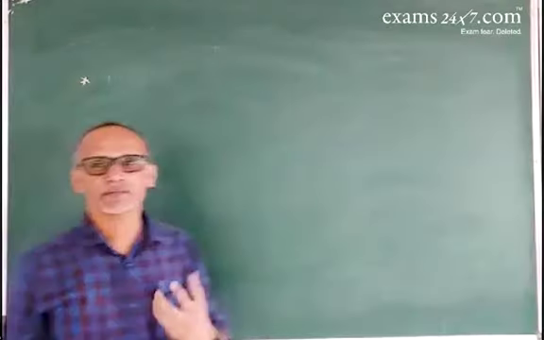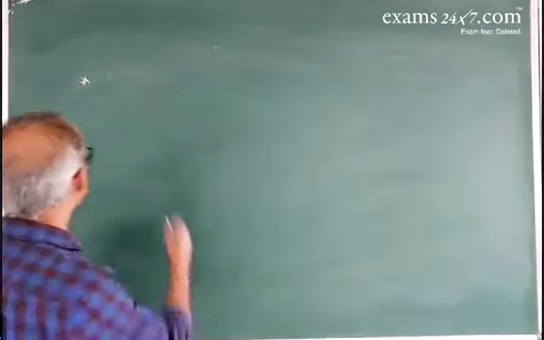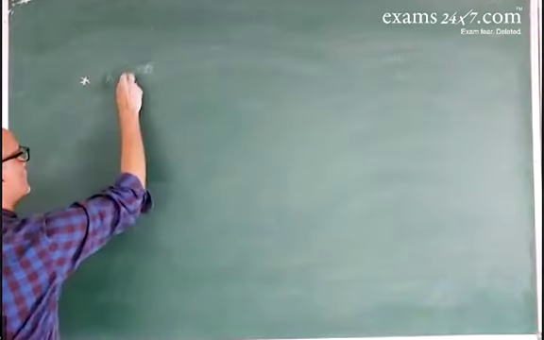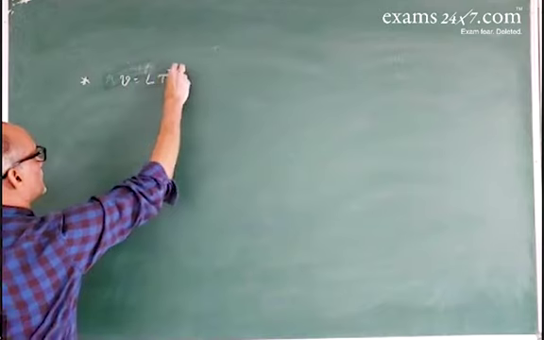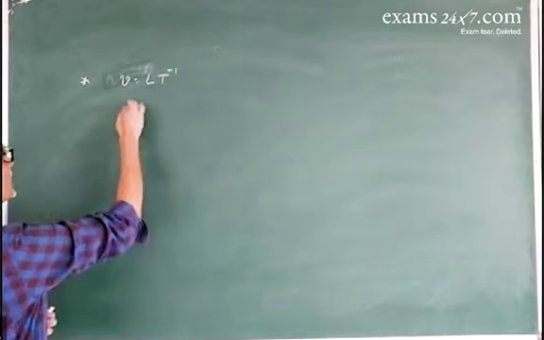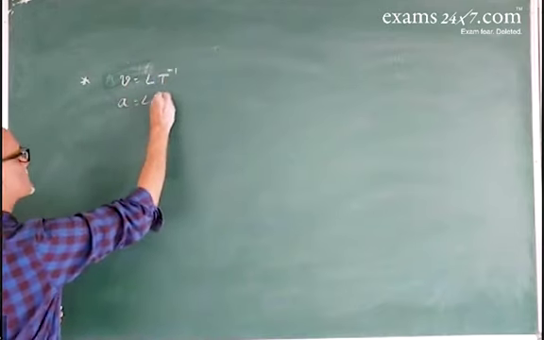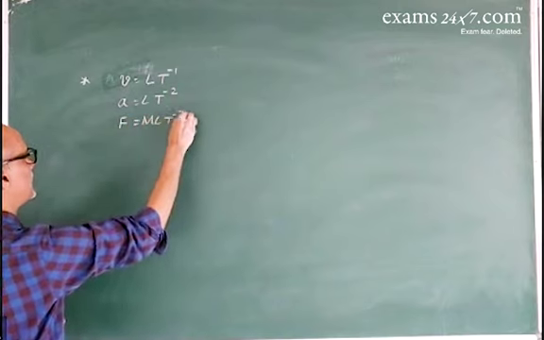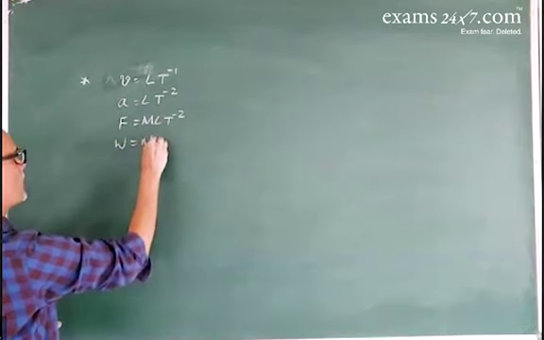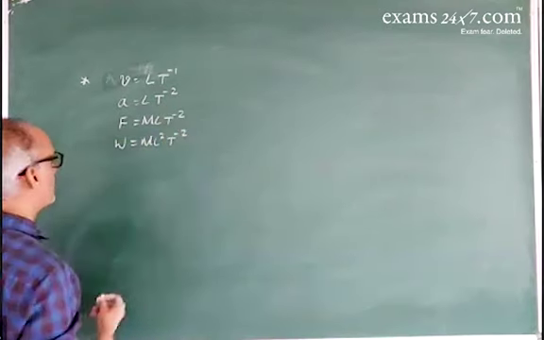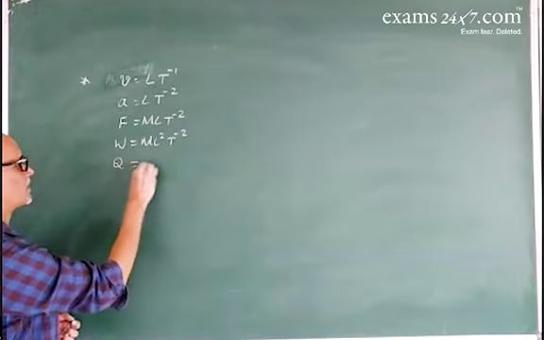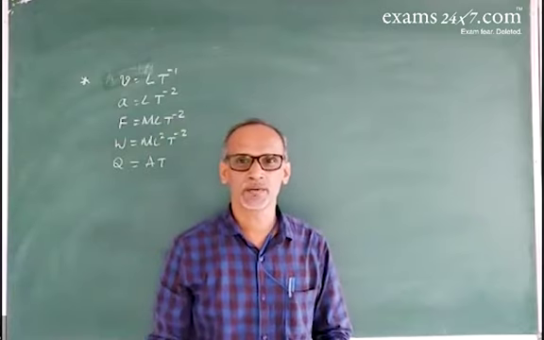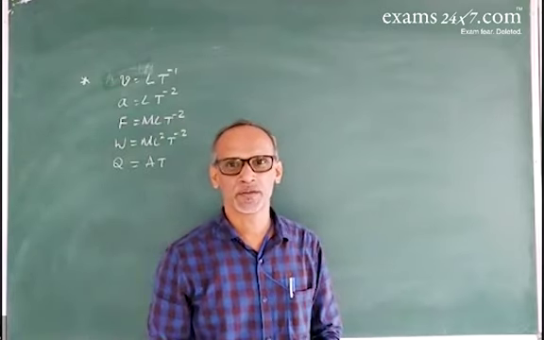the important 5 dimensional formulas one has to remember are that of the velocity, which is LT minus 1, the acceleration a, LT minus 2, the force MLT minus 2, the work ML square T minus 2, and finally charge, which is AT. Now, using these 5 dimensional formulas, you can write any other dimensional formula very easily.